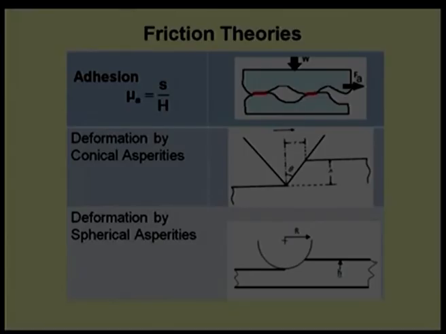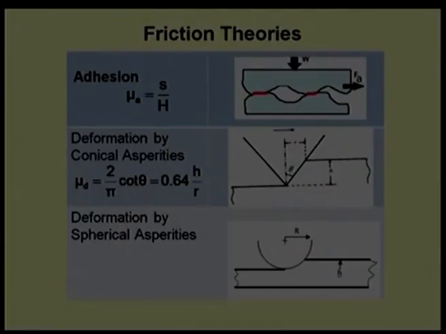Lower the shear strength of the material and higher the hardness will provide a lower coefficient of friction. However, we also discussed the drawbacks. As I mentioned, if the same material is used against a number of pairs, this theory will provide the same coefficient of friction for all material pairs, which is not right. Then we developed a mathematical relation for friction by deformation caused by conical asperity, and we developed the relation as 2 by pi into cot theta. It is a very sensitive relation, and here theta is the half angle of the cone.